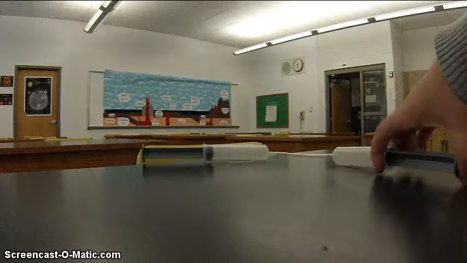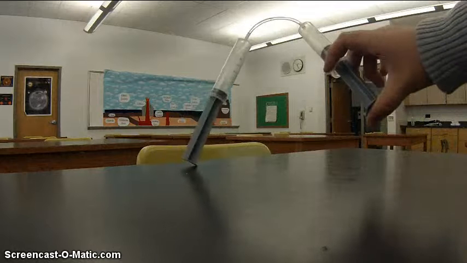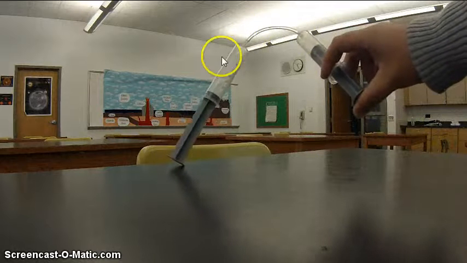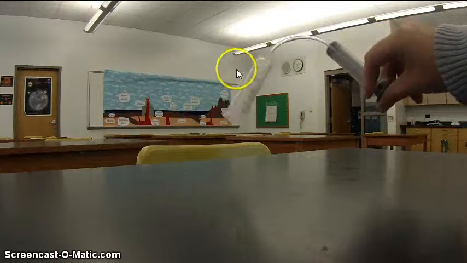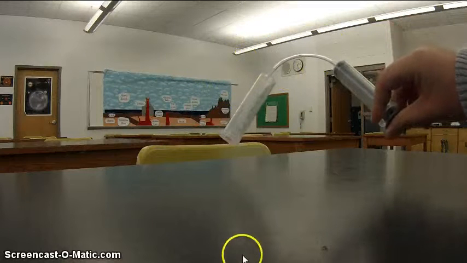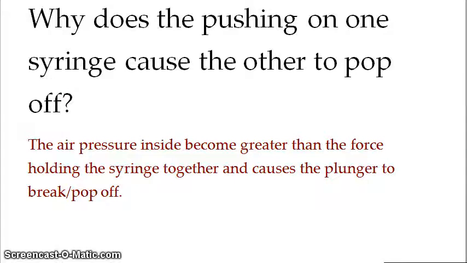So when we go back to this video, we could see in this one with the two syringes tied together, we have as much air as possible in both syringes, and as we go through, we could see the buildup in pressure, and at some point eventually the buildup in pressure becomes great enough that we get the plunger to break. It overcomes the friction holding the plunger in place, and the air pressure pushes the plunger out or causes it to pop off.